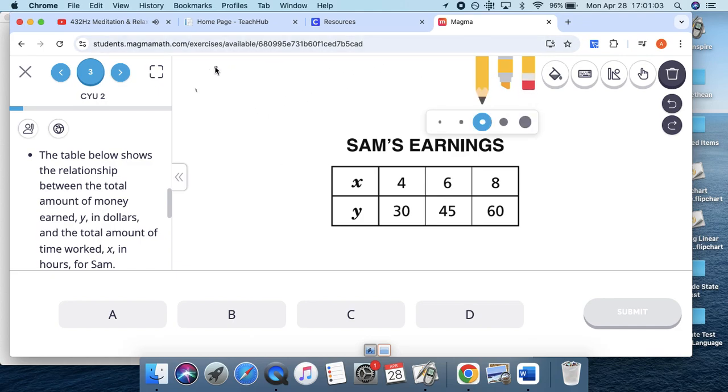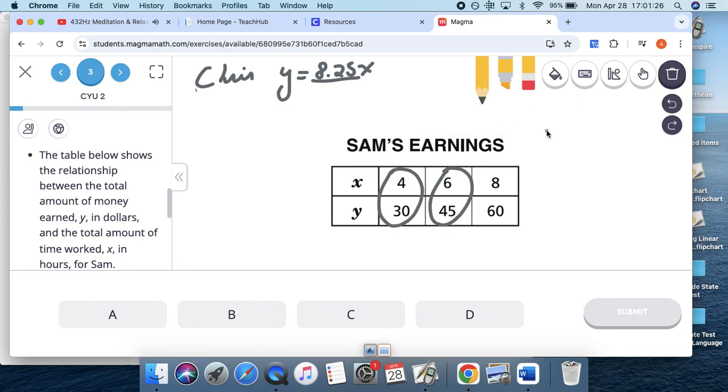So we have two guys. Chris, what he makes is represented by this equation here. So that tells us that he makes $8.25 per hour. Sam, his earnings is represented by the table. So let's write Sam's rate of change. Let's get 2 points. Let's use this point and this point. So we have the point (4, 30): 4 hours to make $30, and then 6 hours to make $45.